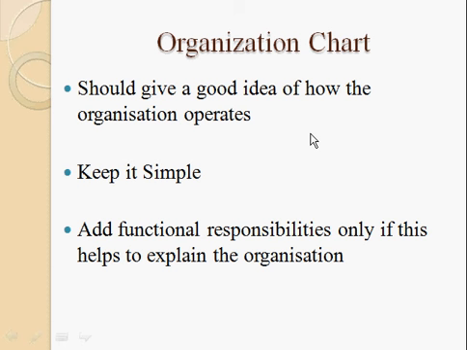So what is an organization chart? An organization chart is a document wherein you can review who is reporting to whom. It should give you a good idea of how the organization operates. It should be simple. It cannot be very complicated. Make it very simple. Add functional responsibilities only if this helps to explain the organization. The organization chart helps us to know the number of people available, number of departments available, and number of study directors available. All this has to be reflected in the organization chart.